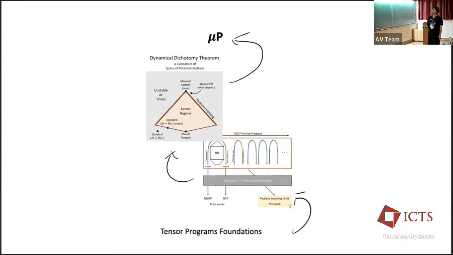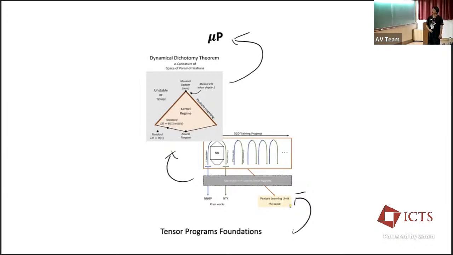Then I talked about this dynamical dichotomy theorem. How do you even derive that muP is the optimal parameterization? But the proof of this theorem I never gave you. I never gave you why this picture is the way it is. I just gave you the picture. That was all I said.